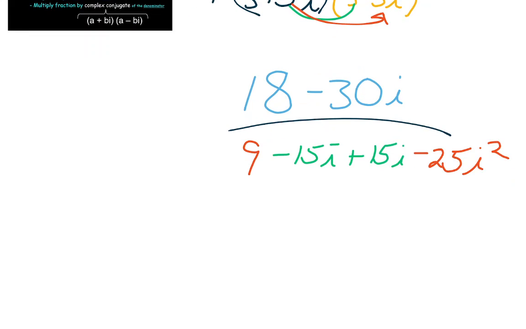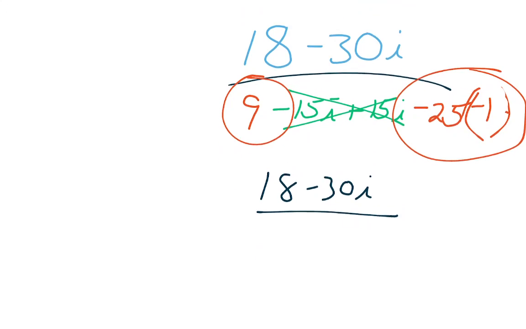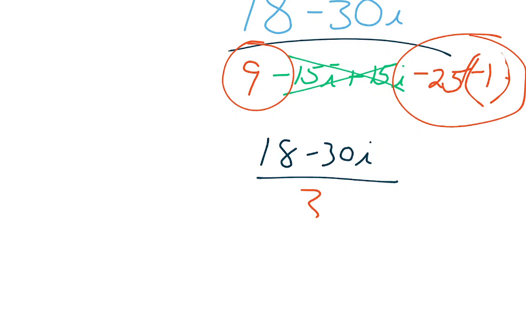So, nothing changes in the top. I still have 18 minus 30i. In the bottom, though, my 15i's are going to cancel. My negative 25i squared is the same as negative 25 times negative 1, which comes out to be positive 25. 9 and positive 25 is 34. So I have 18 minus 30i all over 34.